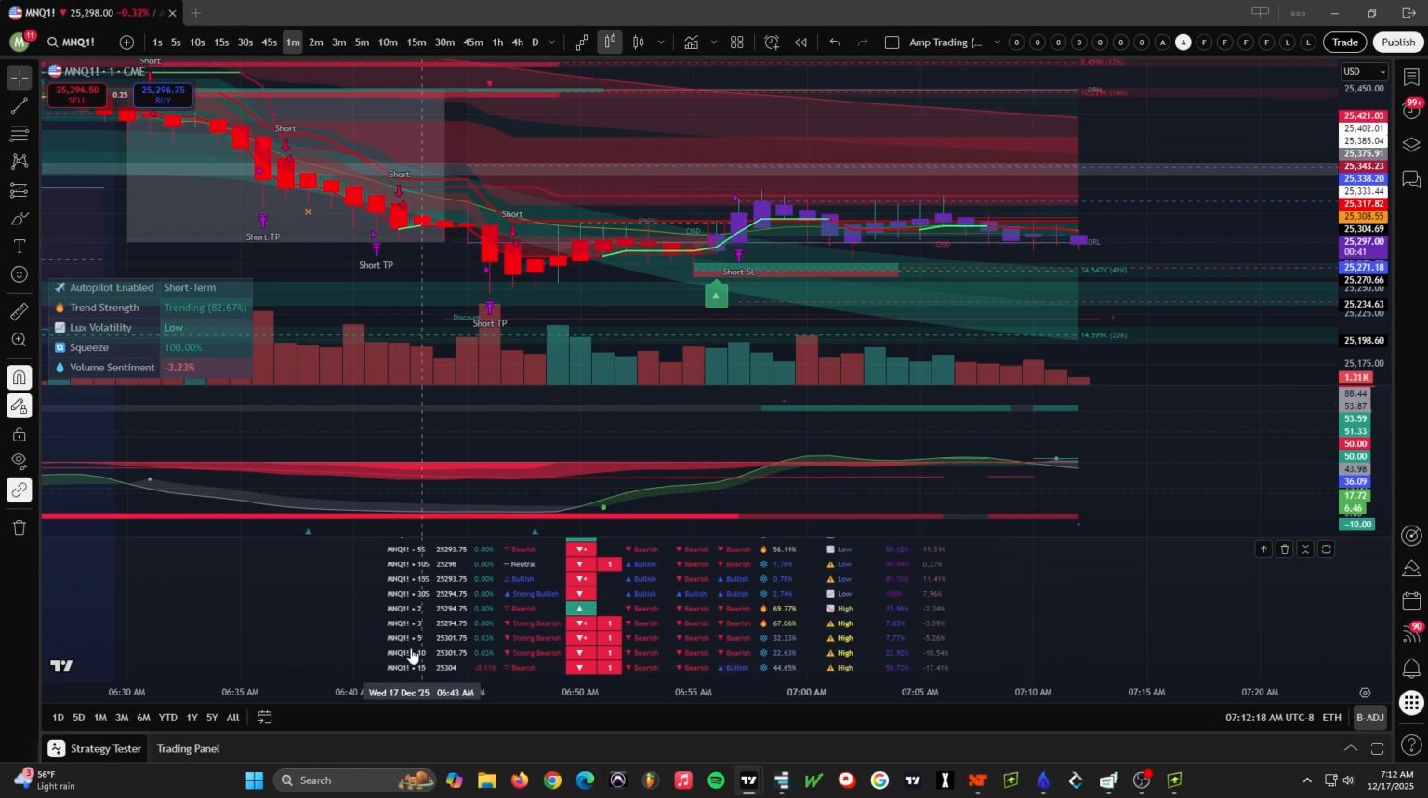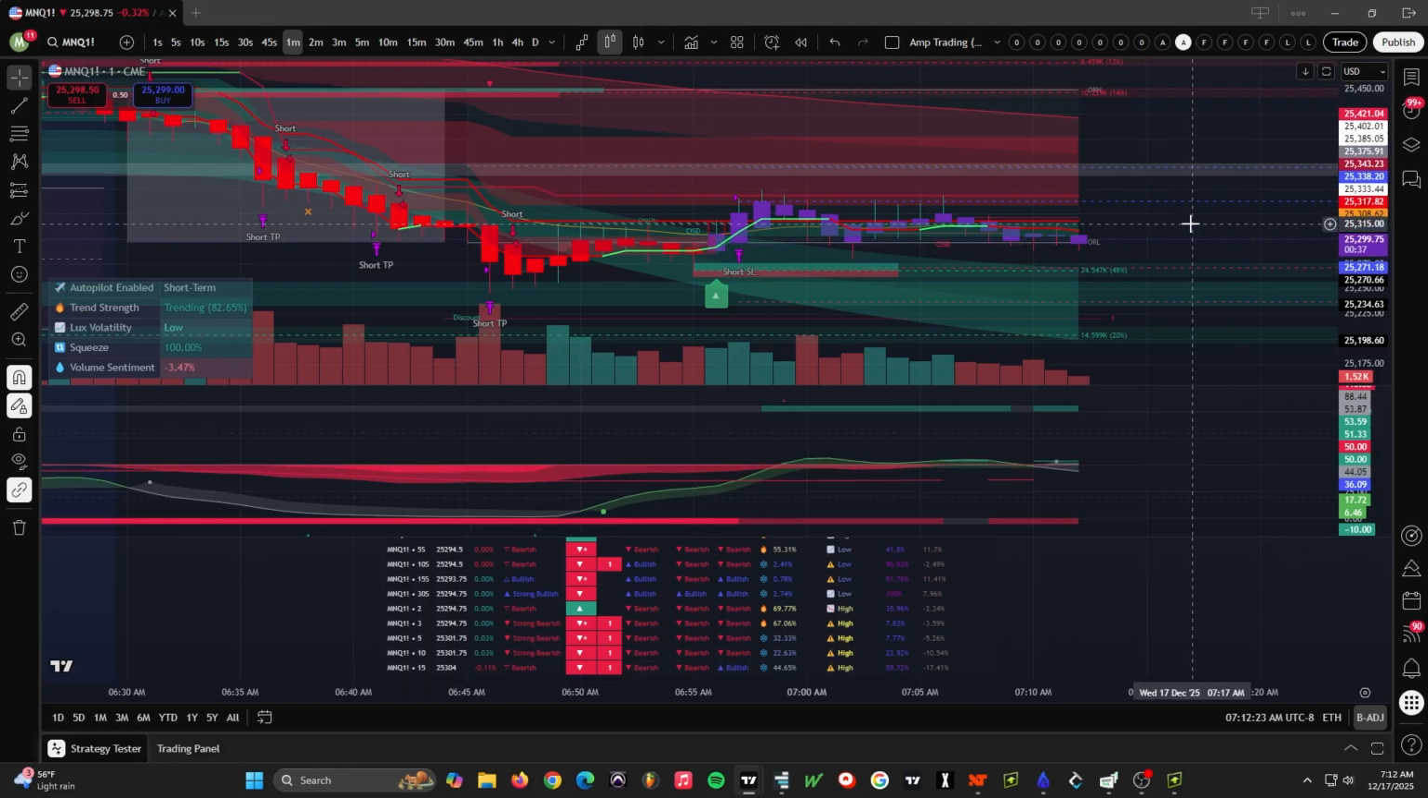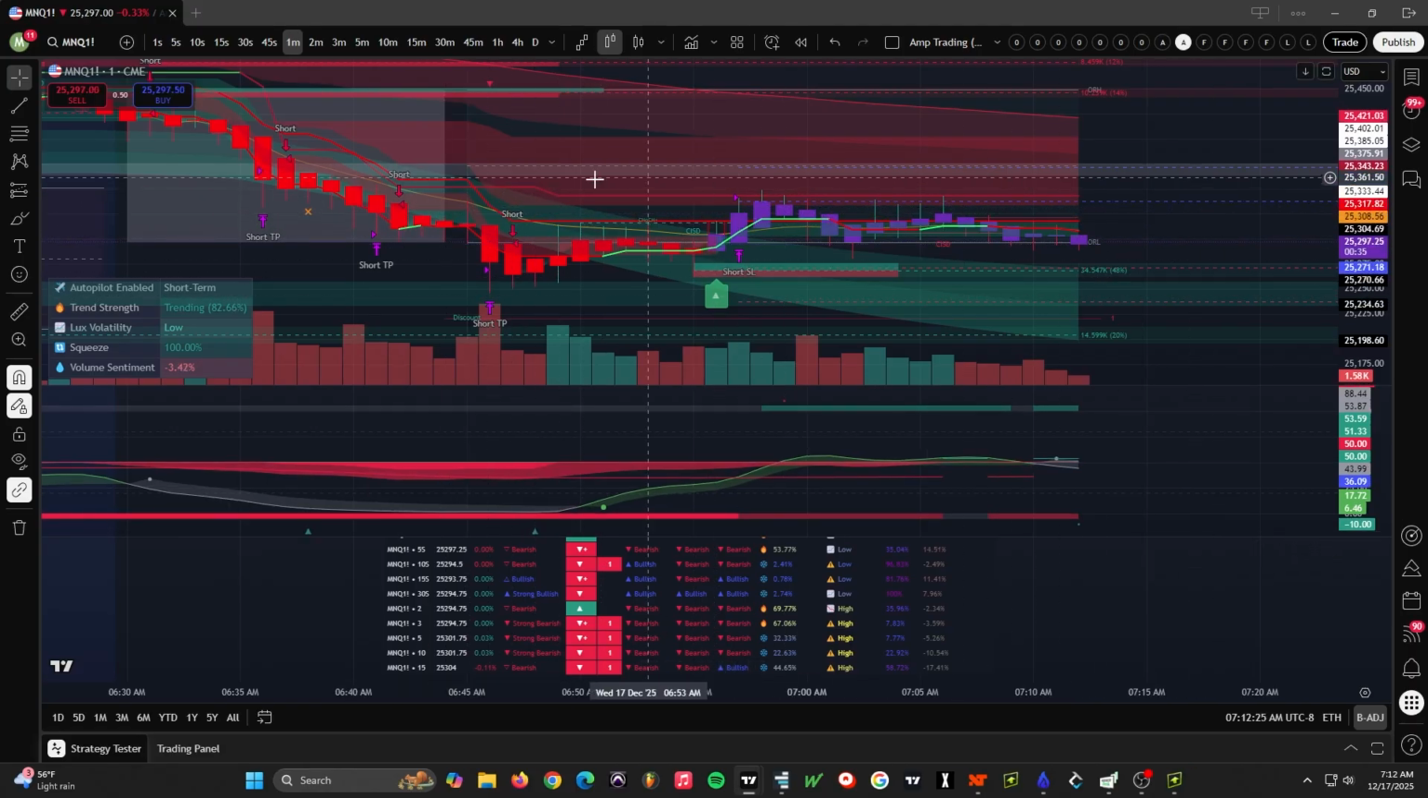The higher time frames are all pretty bearish right now. But that doesn't mean it's going to go down any further, because it looks like we're kind of at this little level where there's a bunch of buy orders. It looks like there's a bunch of buyers right here.